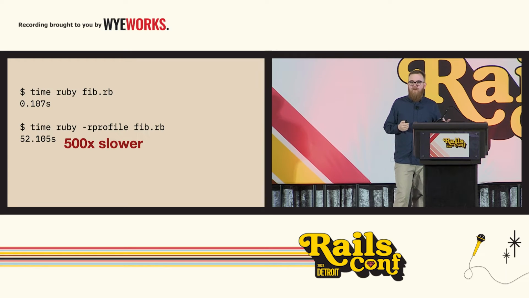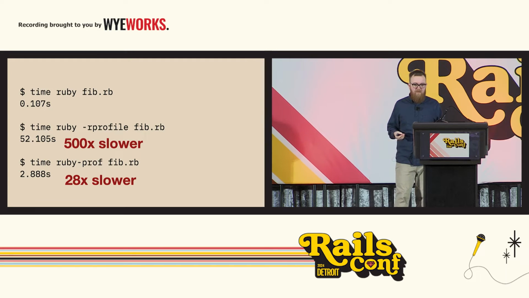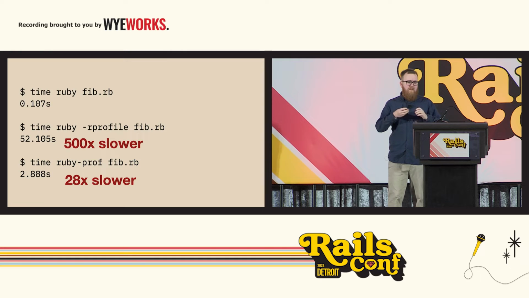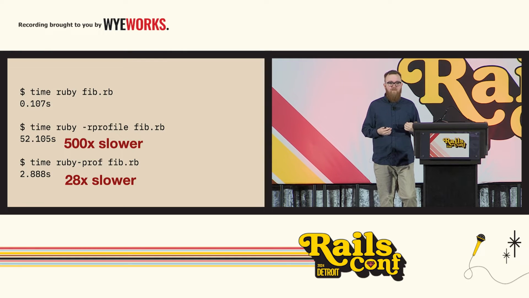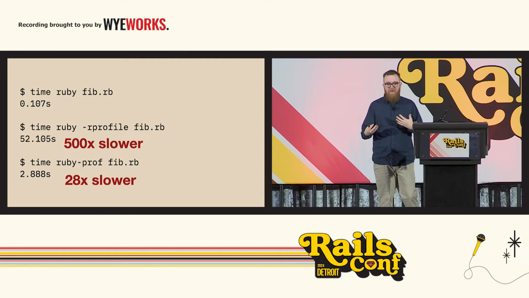But even if we use something written in C, which is the same way RubyProf works, even that's 30 times slower. And there's a couple big problems with that. For one, something that's 30 times slower is probably too slow to ever run in production. And oh yeah, this also is not compatible with a JIT compiler, so it's probably even more than 30 times slower today.